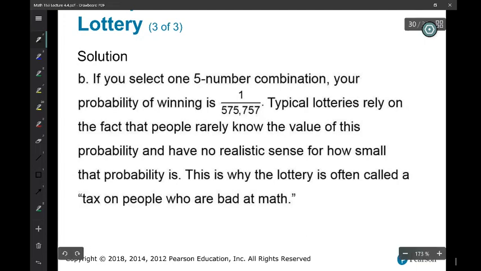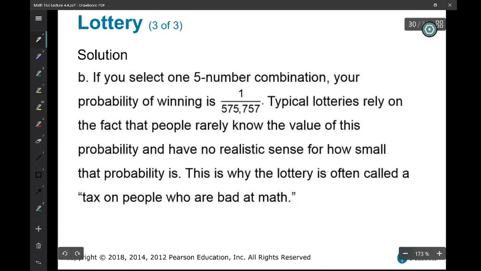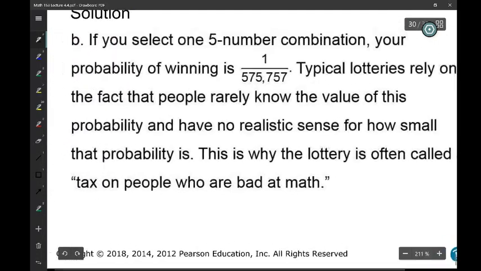Typical lotteries rely on the fact that people rarely know the value of this probability and have no realistic sense for how small that probability is. This is why the lottery is often called a tax on people who are bad at math. Well, maybe that's not so kind to say.